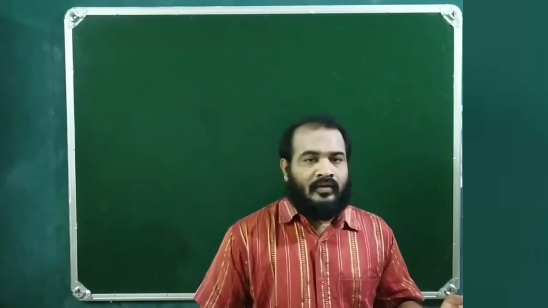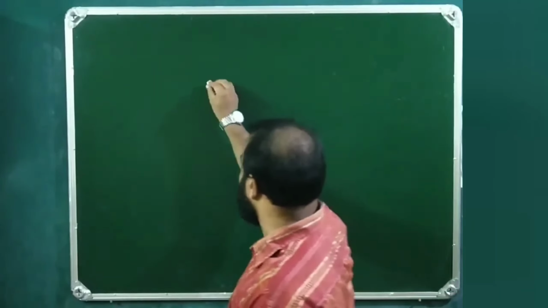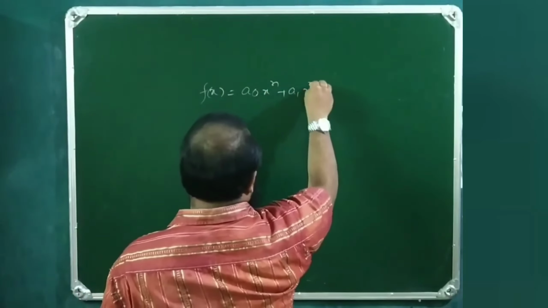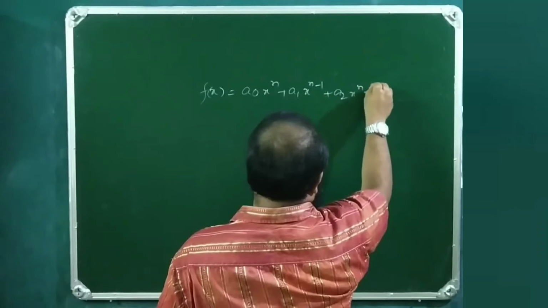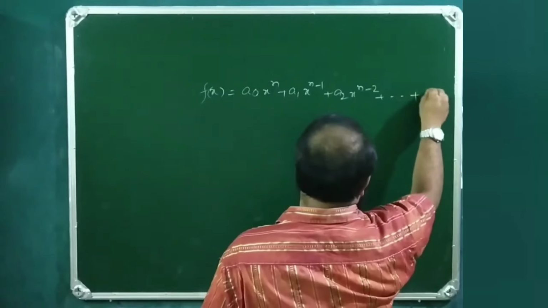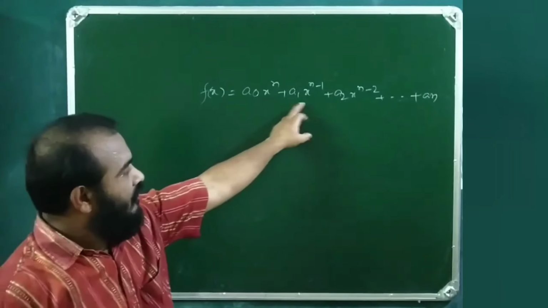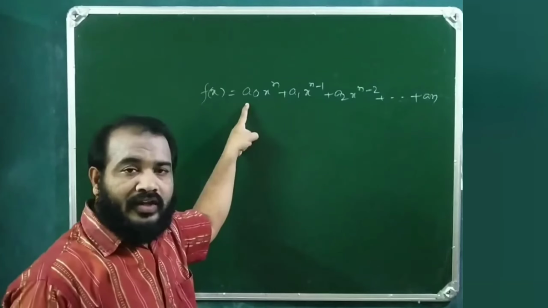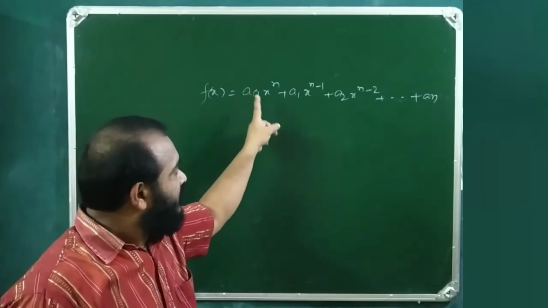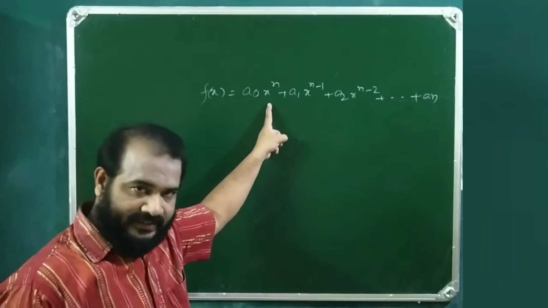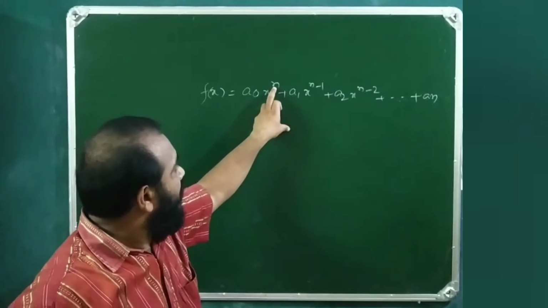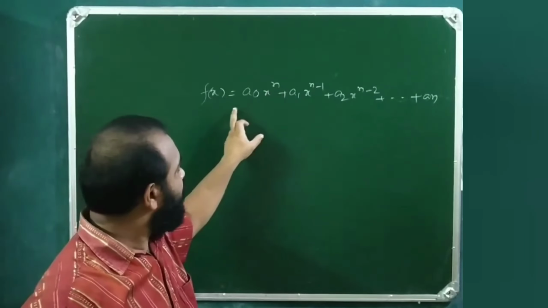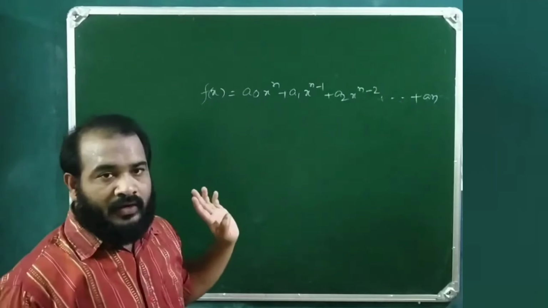So first of all, a polynomial is of this form: f of x is equal to a0 x power n plus a1 x power n minus 1 plus a2 x power n minus 2 plus etc. plus an, where a0, a1, a2, etc. an are the coefficients, which are real numbers, with a0 not equal to 0. This is said to be a polynomial in x, and the highest power or exponent is said to be the degree. So this is the nth degree polynomial.